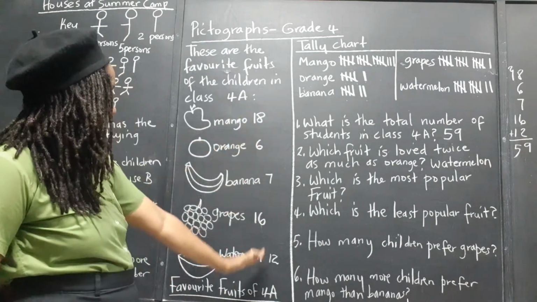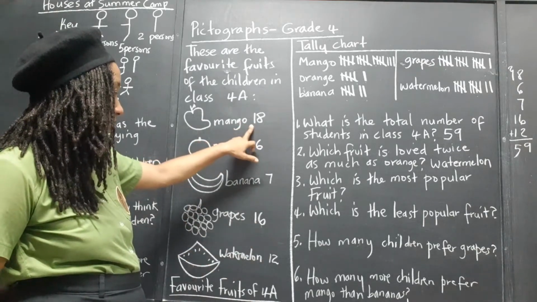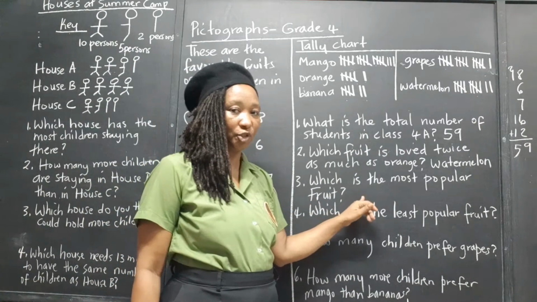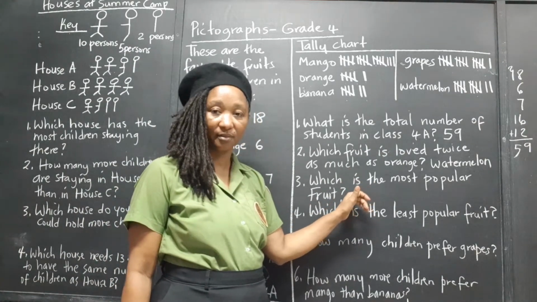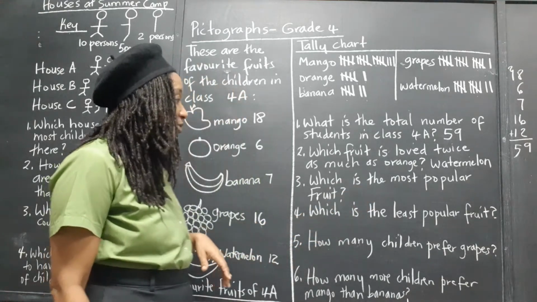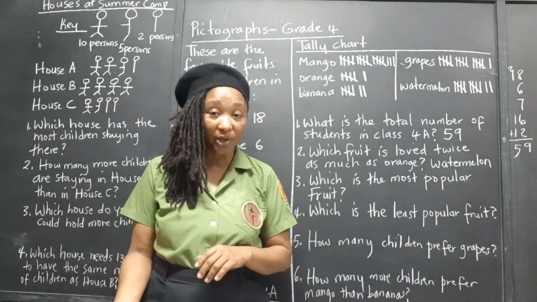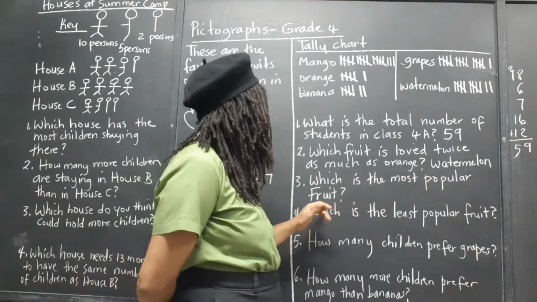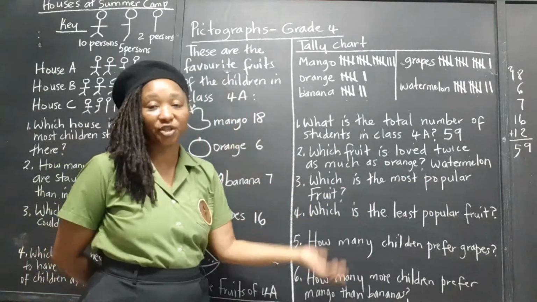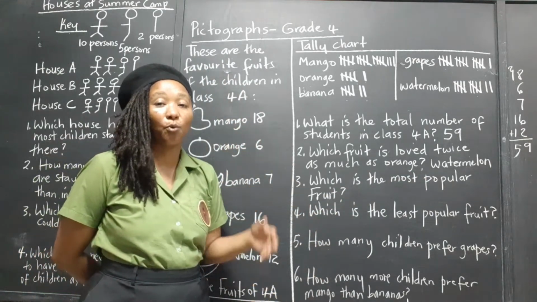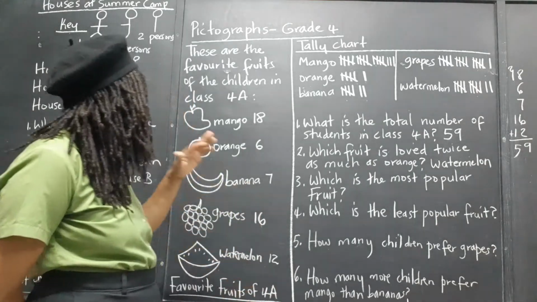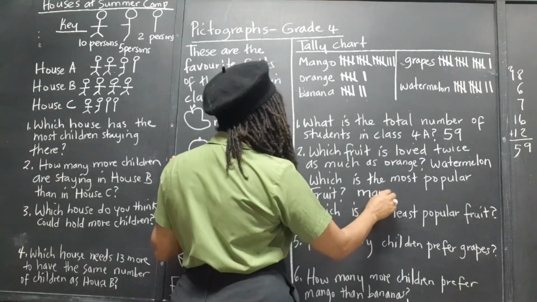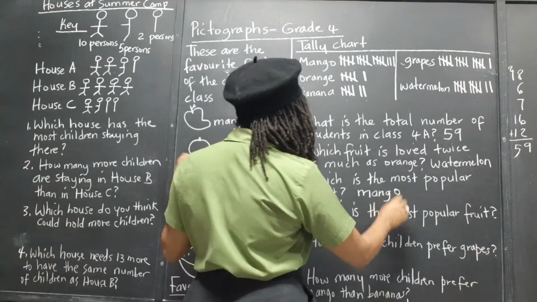So the biggest number here is 18. But we should not write 18. Should we write 18 here? Did they ask us how many children like the most popular fruit? No. They said, which is the most popular fruit? They don't want us to tell them how many children like the most popular fruit. They want to know which fruit was the most popular. So the answer we're going to give is mango. Mango was the most popular fruit.